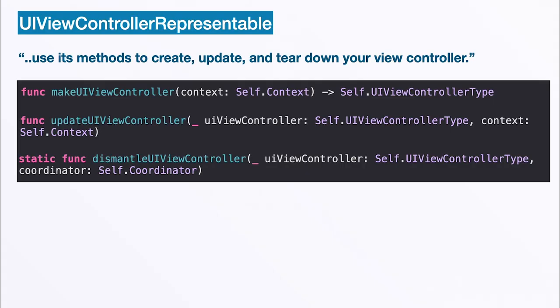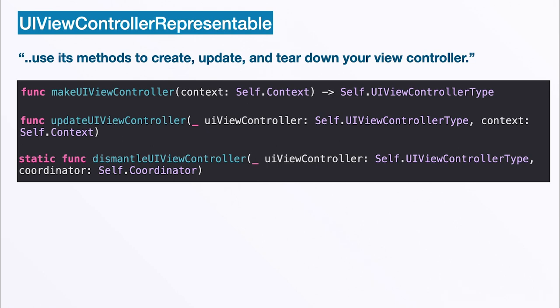Now, let's break this down a bit. When it says to use its methods, it's basically talking about the methods in the protocol, which are called makeUIViewController, updateUIViewController, and dismantleUIViewController. Now, these three methods alone are enough to present the image picker controller to the user.